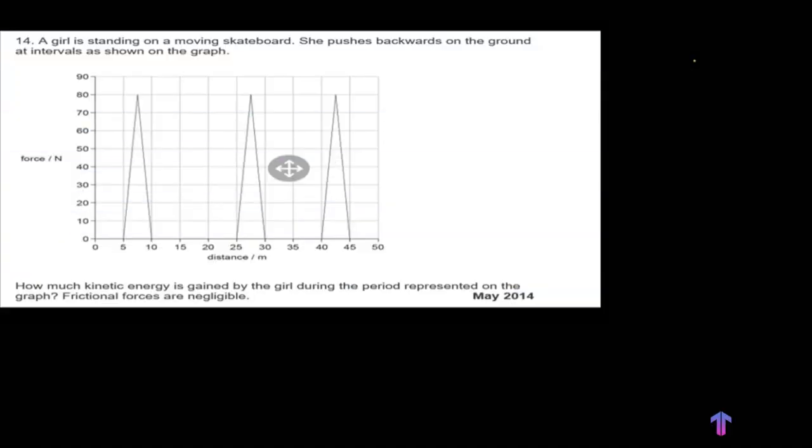The question reads: a girl is standing on a moving skateboard. She pushes backwards on the ground at intervals as shown in the graph. Now, the question asks how much kinetic energy is gained by the girl during the period represented on the graph, and frictional forces are negligible.